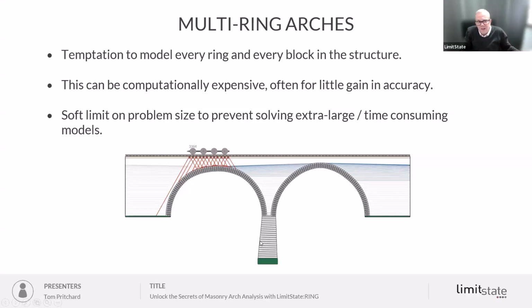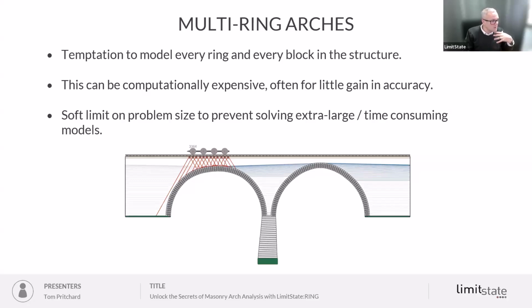After all, it's physically there and modeling everything seems like it should give the most accurate solution for you. However, including every single block can often be computationally expensive, often with little gain in accuracy. And this is especially true when you're starting to look at larger multi-span structures like viaducts. So to help with this, Ring will include a soft limit on the problem size, which prevents solving models that are generally excessively large or time consuming.